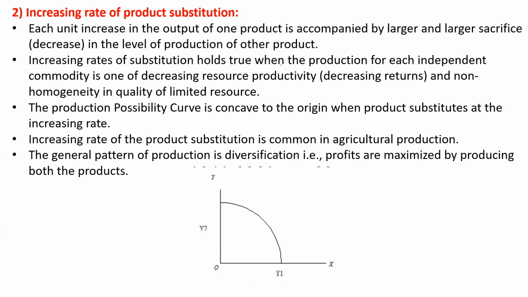Increasing rate of product substitution holds true when production of each independent commodity is one of decreasing resource productivity and non-homogeneity in quality of limited resources. ये कंडीशन कब आती है, जब दो प्रोडक्ट में से एक प्रोडक्ट में डिक्रीजिंग रिटर्न्स पाया जाता है, तब ये कंडीशन ट्रू होती है. Then the production possibility curve is concave to origin when products substitute at increasing rate. The increasing rate of product substitution is commonly found in एग्रीकल्चर और इस केस में हमें डाइवर्सिफिकेशन करना चाहिए, मतलब we have to maximize profits by producing both the products.